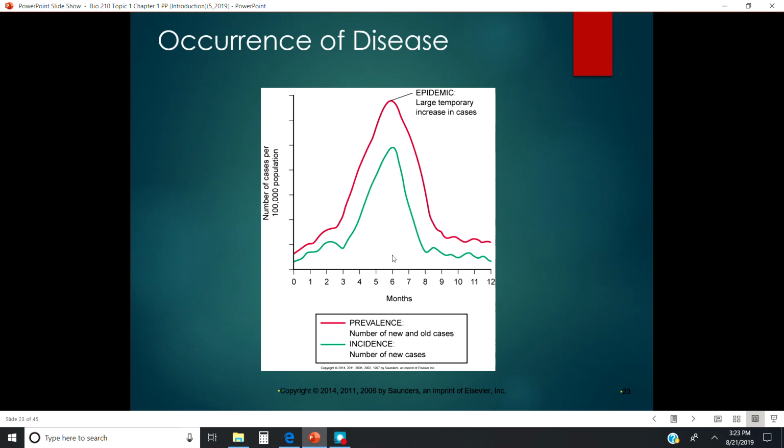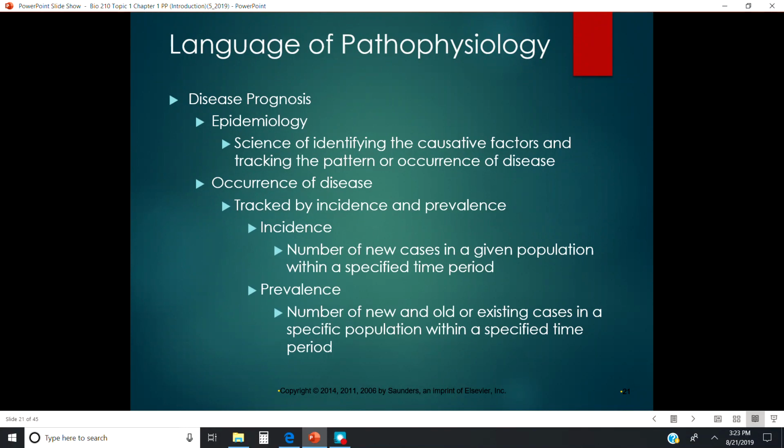However, notice that around May or June there's a spike in the number of new cases as well as the number of old cases. They both go up. This is what we call an epidemic, a large temporary increase in the number of cases. So let's go back to that definition. Epidemiology is the science of identifying the causes and then tracking the occurrence. We track the occurrence by looking at the incidence, the number of new cases, as well as the prevalence, the number of new and old cases.